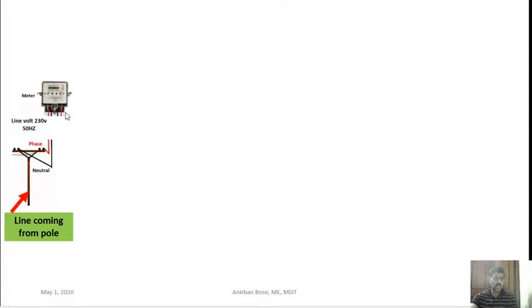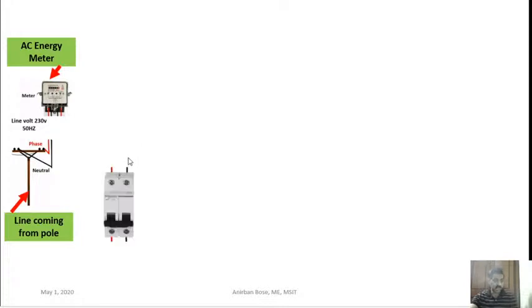Now it goes to our electric meter. Remember, this connection is the AC connection and it goes to our electric meter. So this one is the AC energy meter. You know that in our houses this energy meter is there, and from it we can measure how much energy is actually utilized.